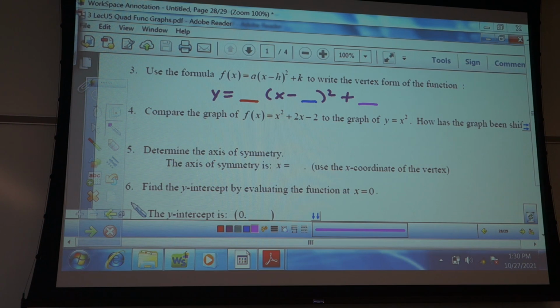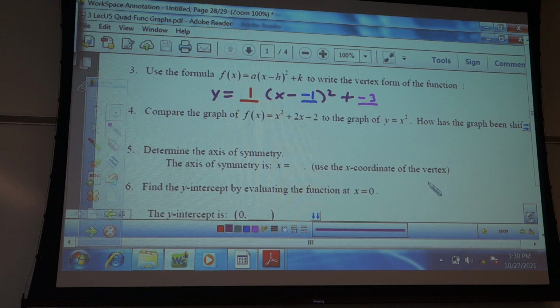Oh. So first of all, what's my a? What's a of the problem? A is 1. H is what? -1. What's my k? -3. Right? Everybody on board with that part? Yes or no? Because now we're going to clean it up.